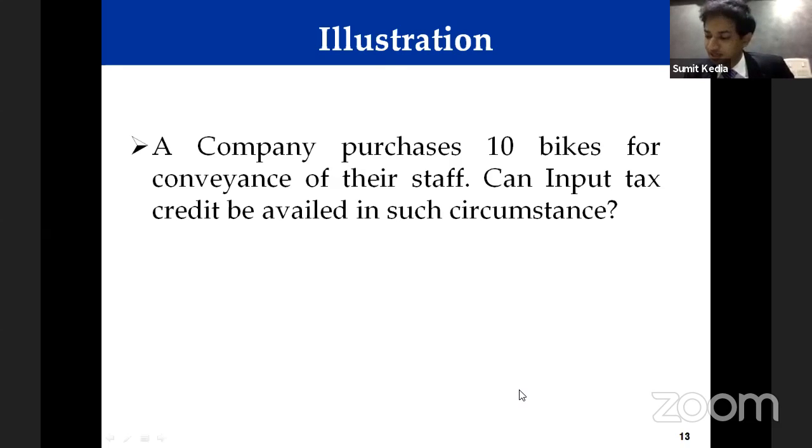Someone has posted in the chat box that the PPT is not visible. I think it is visible because I have just parallelly opened it in my mobile phone and I can see that it is visible. Yes. So other participants have also said that it is visible.